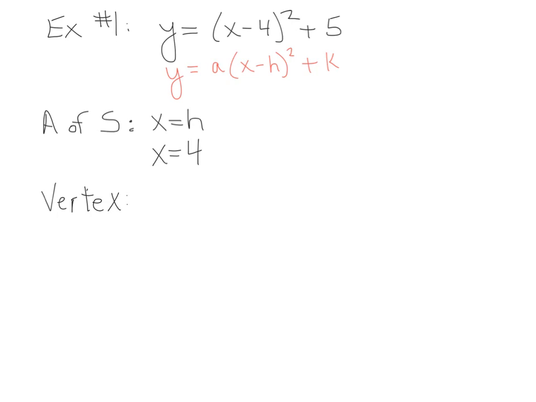Okay, the vertex. Remember, the vertex is h, k. So h is 4, k is 5. The pluses already line up, so k is 5. So 4, 5, h, k. So that was easy.